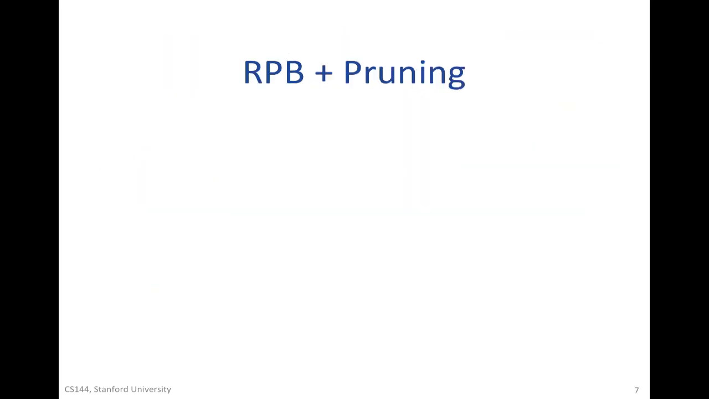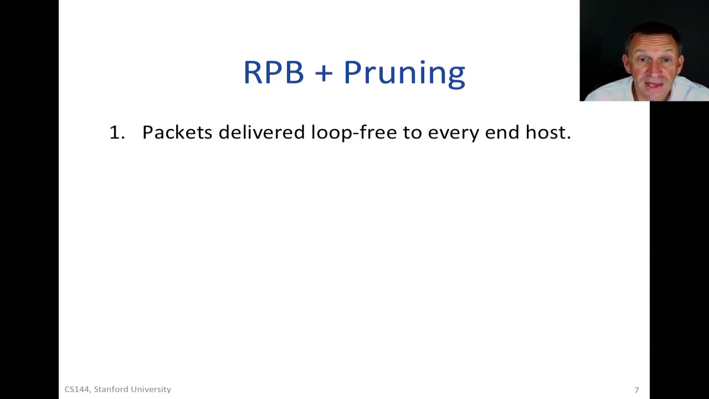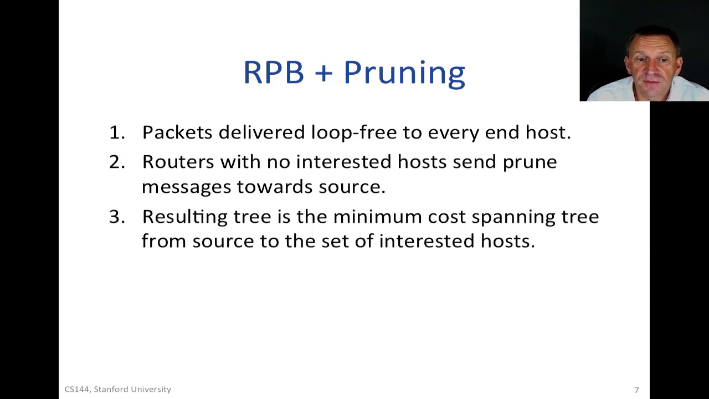So in summary, with reverse path broadcast plus pruning, packets are delivered loop-free to every end host. Routers with no interested hosts attached to them will send prune messages back towards the source. And of course, they can use the unicast address of the source in order to send that prune message, so it'll follow the tree back towards the source. The resulting tree is the minimum cost spanning tree from the source to the set of interested hosts. So it's an efficient tree that we end up with, although the method to get there is a little inefficient because we have to start by communicating to all of the routers in the network.